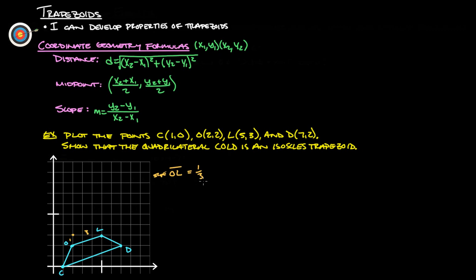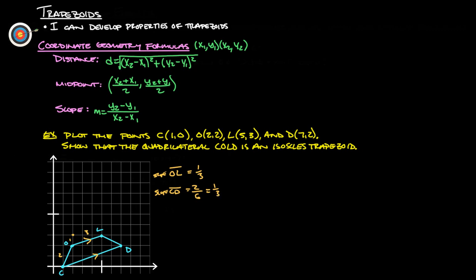So the slope of OL equals 1/3. Okay, to get from C to D, we go up 2 and over 6. So the slope of CD is 2 over 6, which reduces to 1/3. So that shows the quadrilateral is indeed a trapezoid, because we now know these two sides are parallel because the slopes are the same. That's what parallel means: same slope.